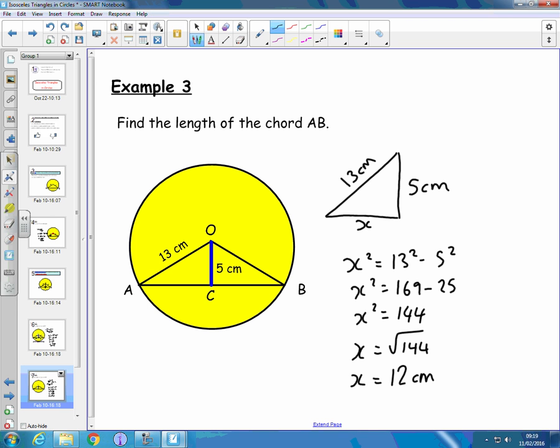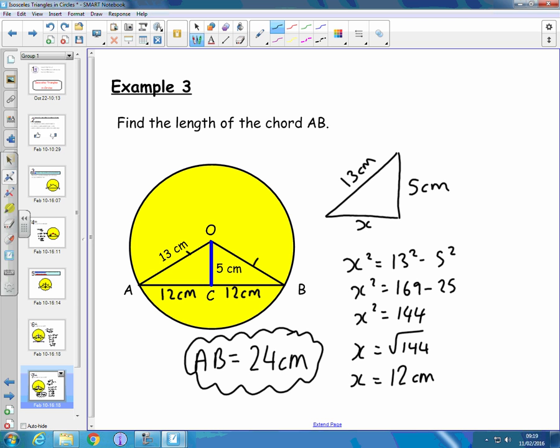Now, we're not finished there, because what we've said is that this is 12 centimetres, but because it's an isosceles triangle, what we can say is that this is also 12 centimetres. So, in order to complete the solution, you must then say that AB is actually 24 centimetres. Okay, AB is 24 centimetres.